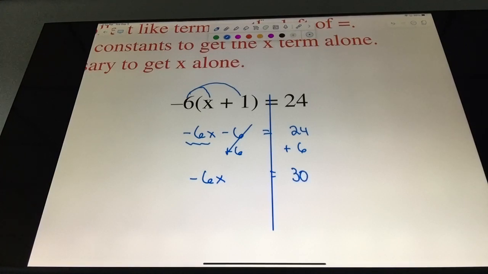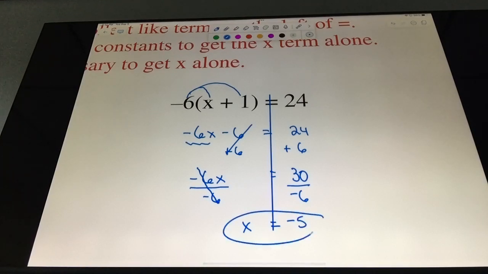Lastly, get x alone by dividing by negative 6 on both sides of equal. That cancels out because it equals 1. So x is alone, and 30 divided by negative 6 is negative 5.